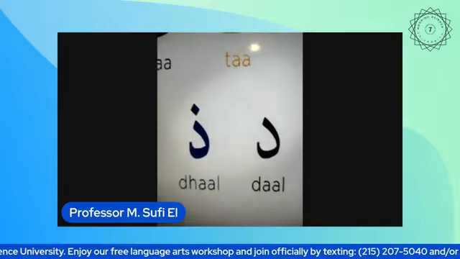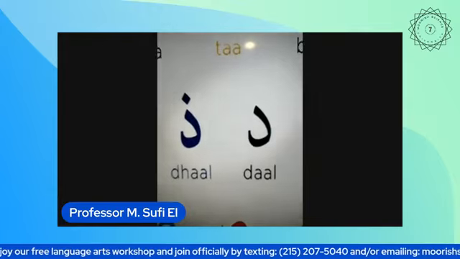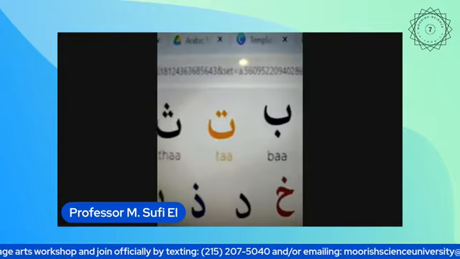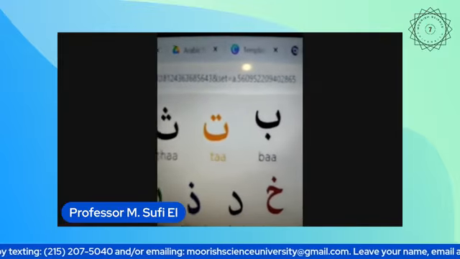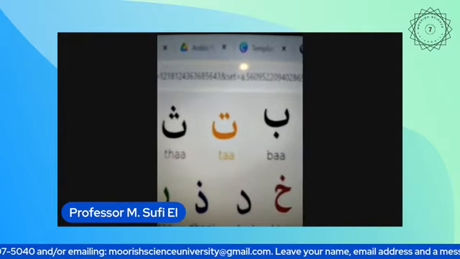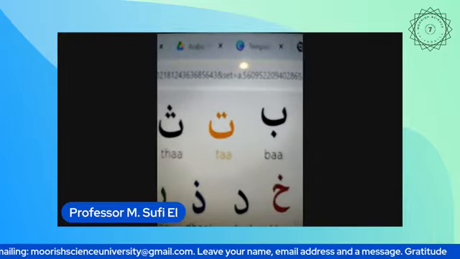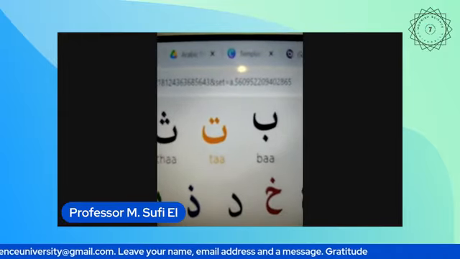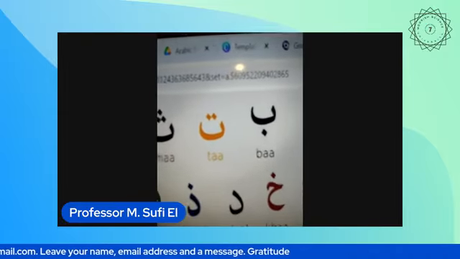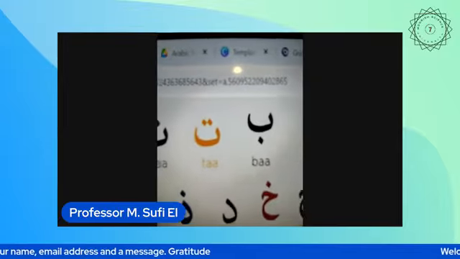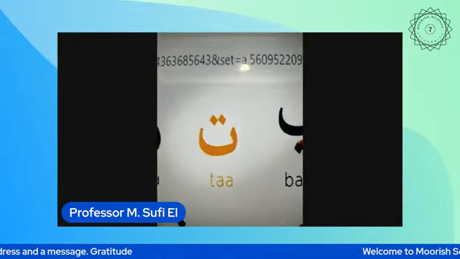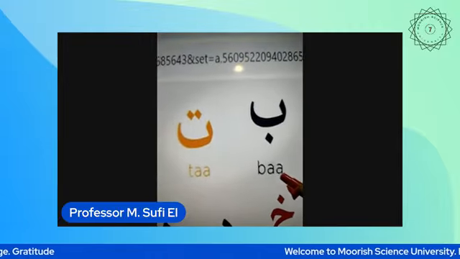Dal, dal. You see the twins, the other twin letters? So you got the first set of triplets, right? Ba, ta, tha. The ba has the nukta, the dot underneath the harf.